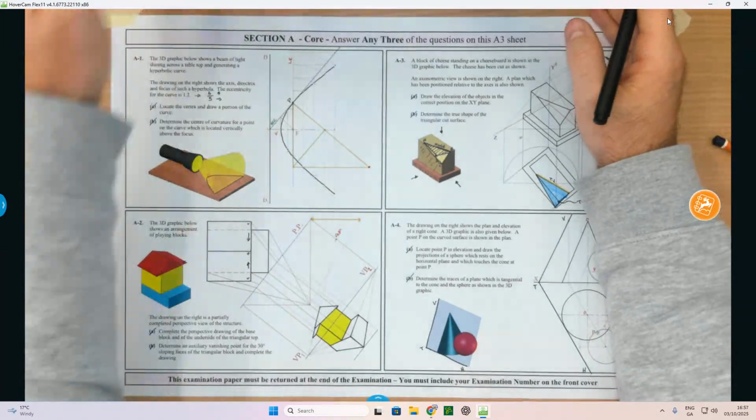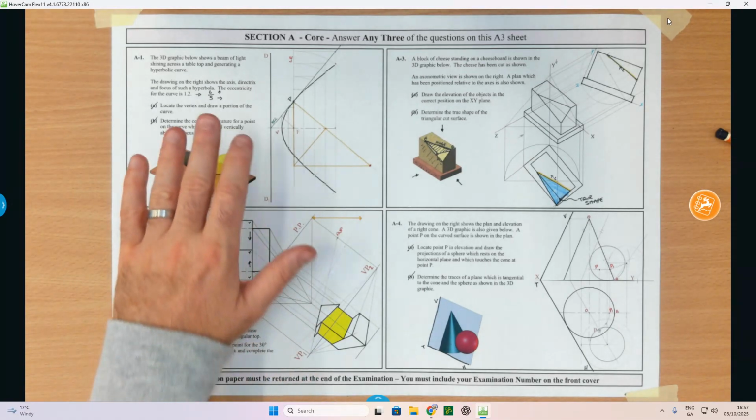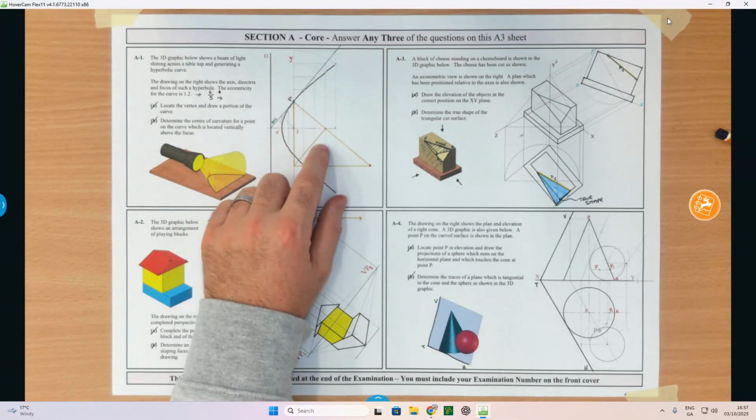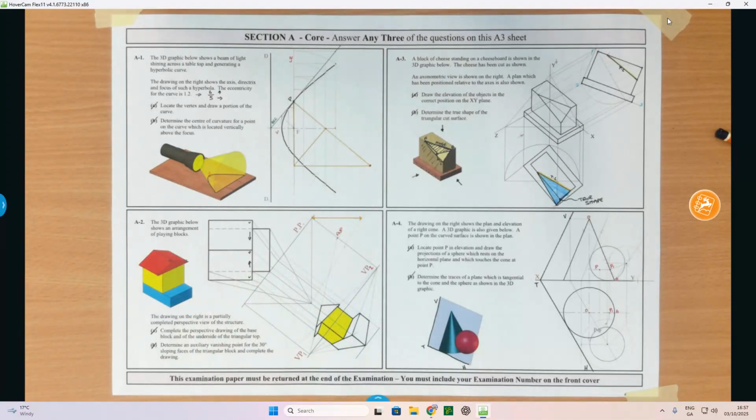That there was the 2009 question from the Leaving Cert DCG paper, section A. Actually a little bit tricky. There was quite a bit of work in them in comparison to some of the other years, but that was the first year of the new Leaving Cert DCG syllabus in 2009. So a couple of little tricky ones, especially part B of this one. Part B in all of them was quite tricky.